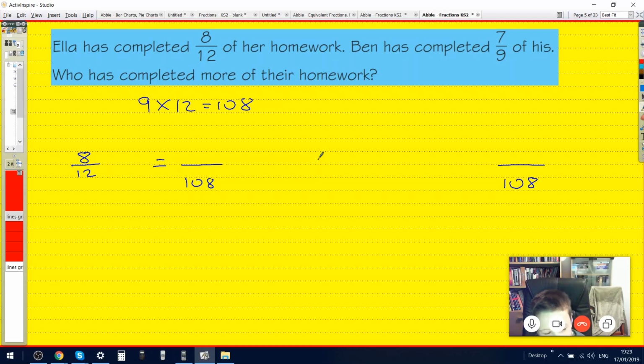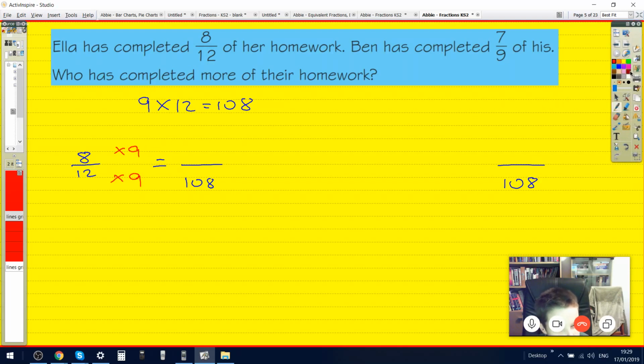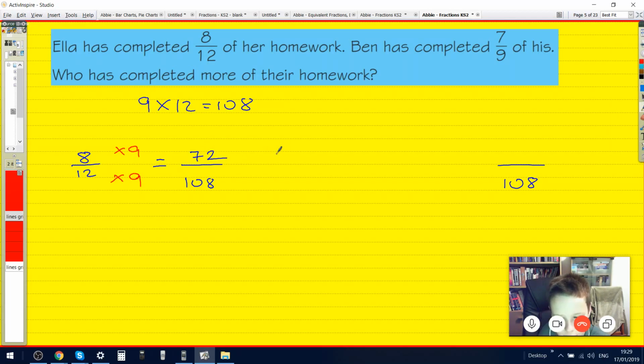8 over 12 to 108. So what do you have to do to 12 to get 108? Times it by 9. And what do you do to the 8? Times that by 9, which gets you to 72. Yeah. And so this is just the reverse. Before you were dividing the top and bottom by the same number. Now you're multiplying top and bottom by the same number. Okay.